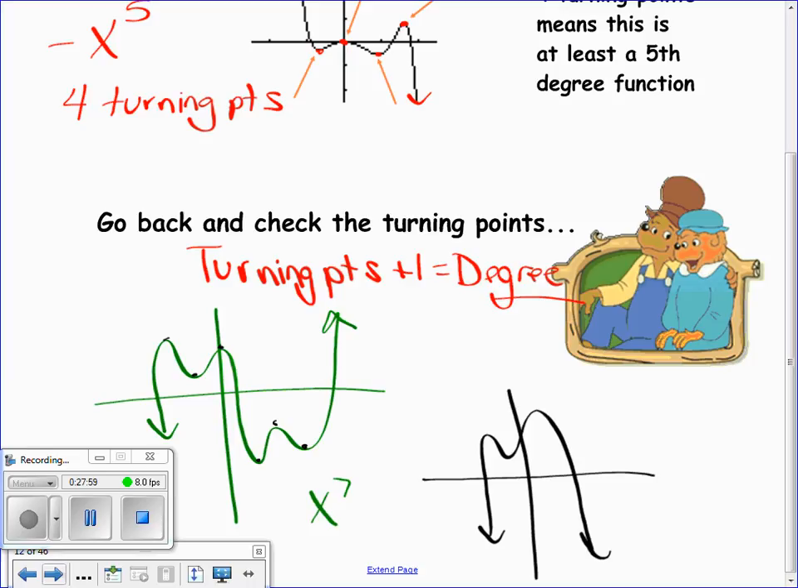Turning points, 1, 2, 3. Turning points plus 1 is the degree. So this is going to be x to the 4th. Is it positive or negative? Negative. See how it's frowny faced, pointing down. This is actually a negative x to the 4th. Yep.